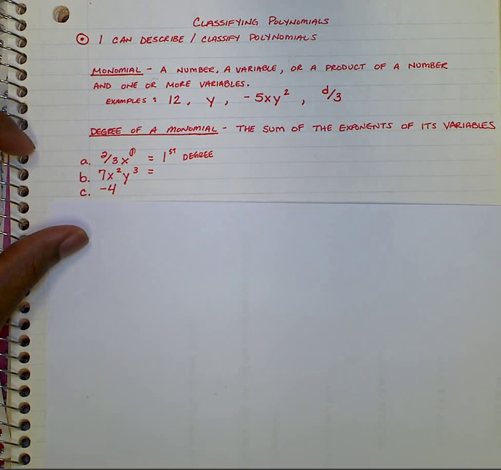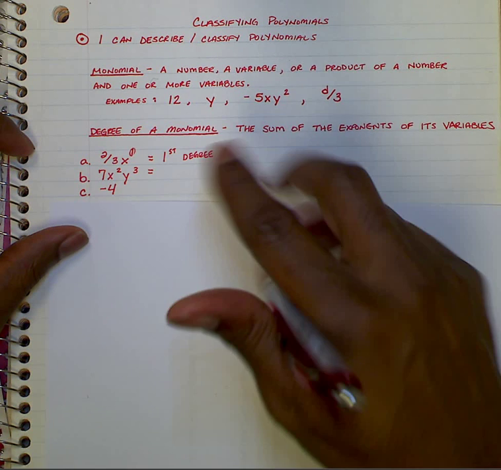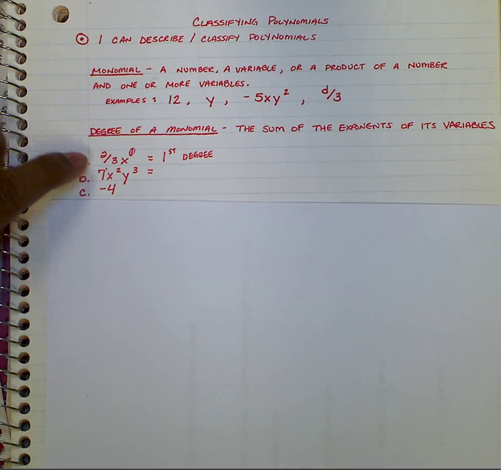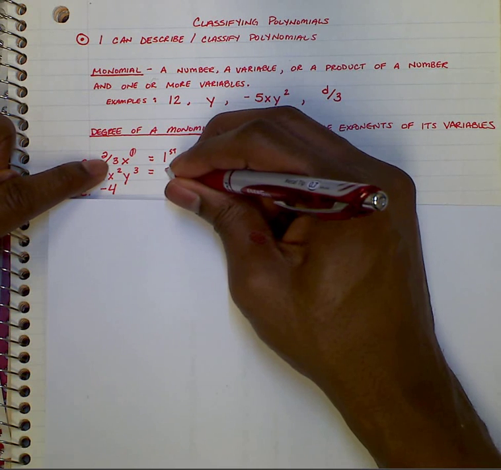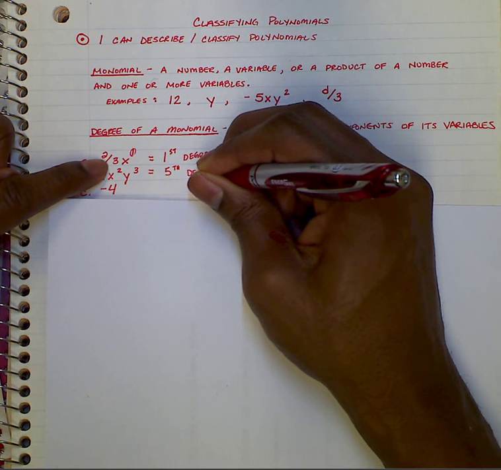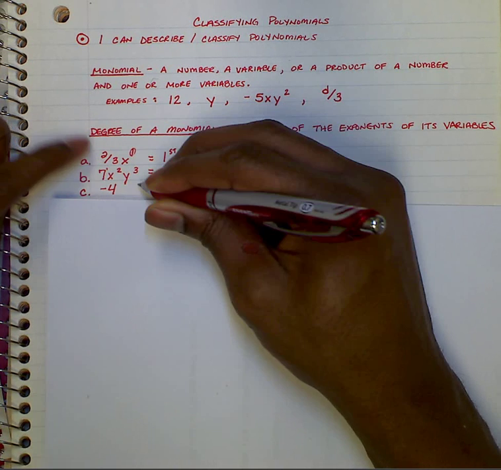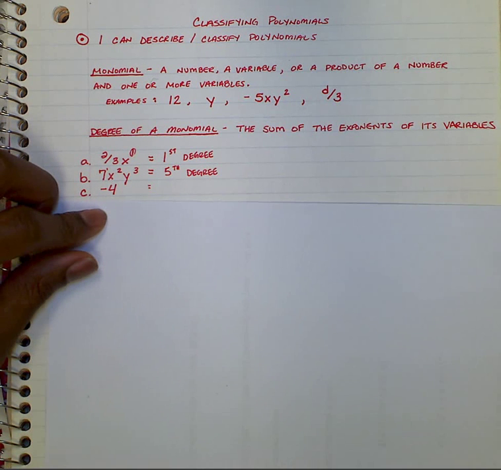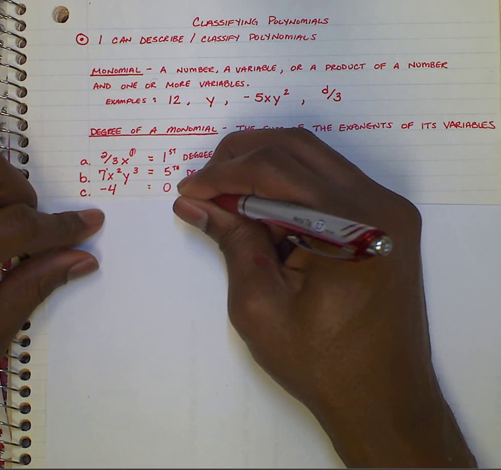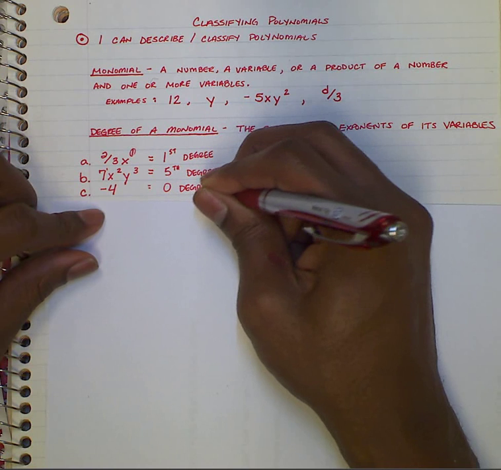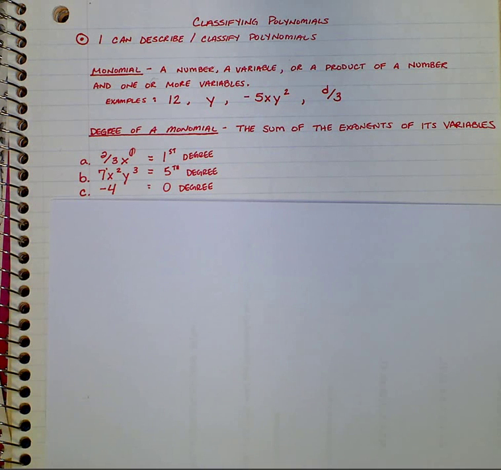For b, we have 7x squared y to the third. Remember, it's the sum of the exponents of its variables only, so even though there's a 7 here, 7 is not a variable, we don't add that in. This will be 2 plus 3. This will be a 5th degree monomial. You'll notice with c, negative 4, there's no variable at all, so none of the variables have exponents. So this is a 0 degree monomial. So that's how we would classify the degree of a monomial. And that is what a monomial is.